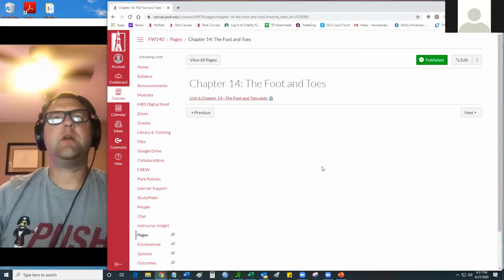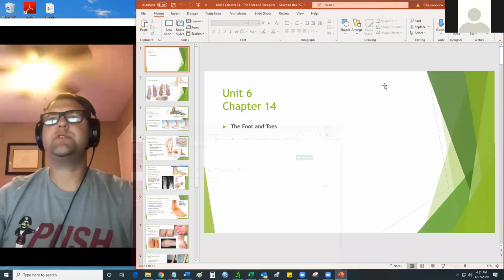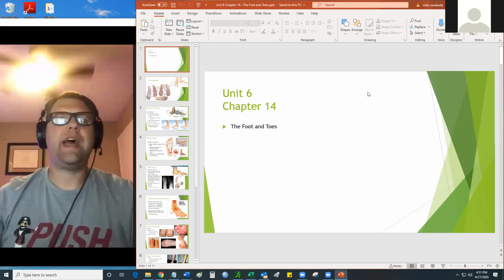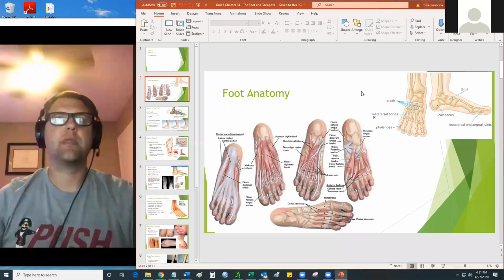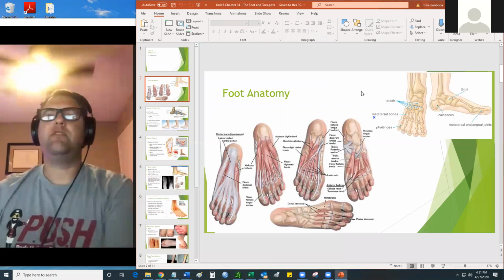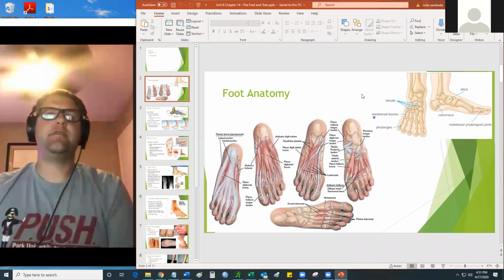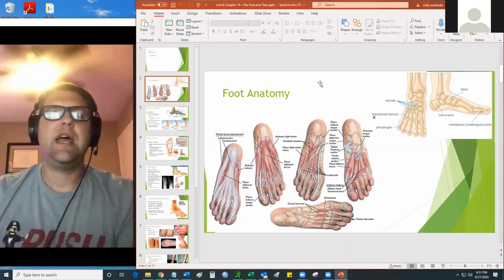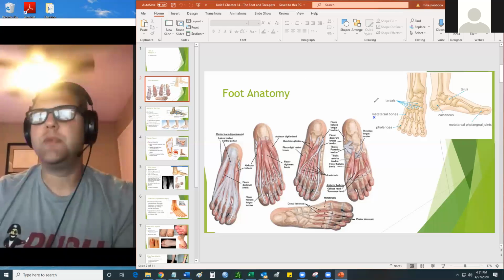Today, we're going to be talking about Chapter 14, which is the foot and toes. This is going to be pretty quick here because there's not a whole heck of a lot that's really different from the foot and ankle that we just talked about. When we talk about the foot and toes, there is a ton of different small muscles, ligaments, and structures, and they're all really important, but we don't really need to know a whole lot of them.